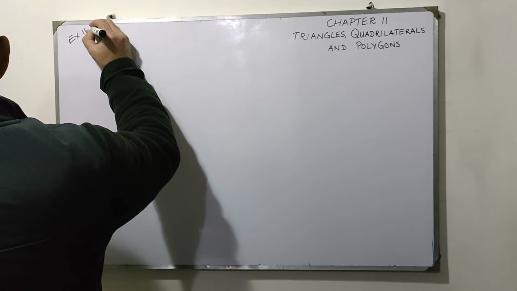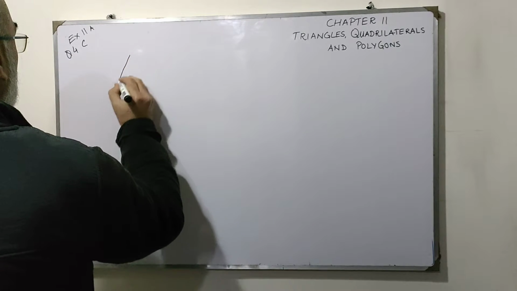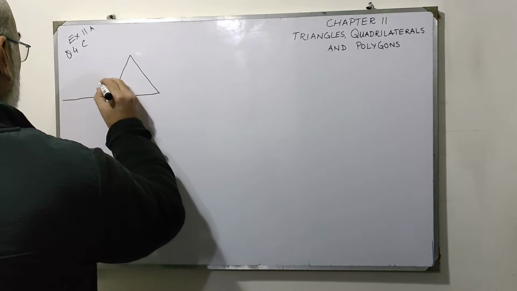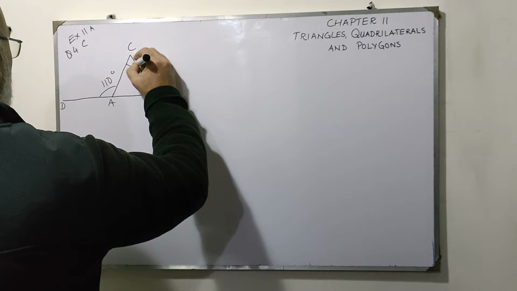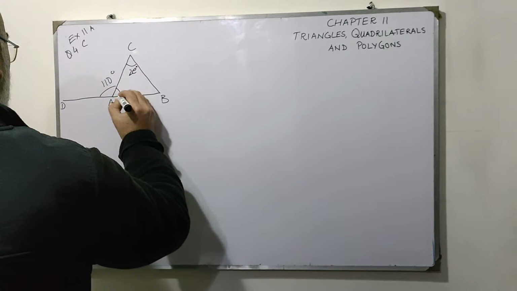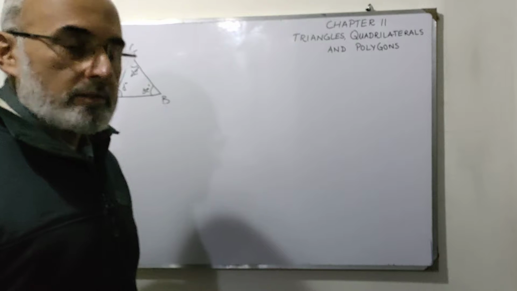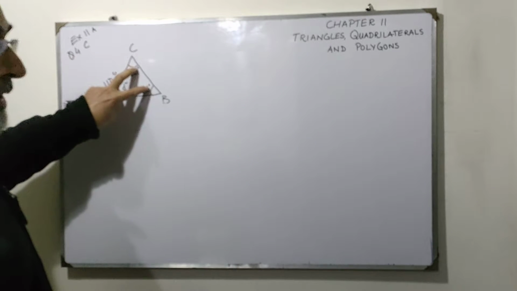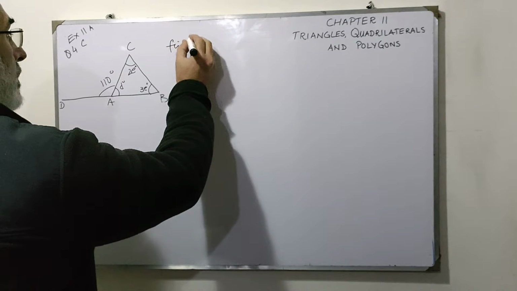Exercise 11A, question 4C. Okay, in this question, a triangle is given and there is one exterior angle to a triangle, and we know that this exterior angle is equal to sum of opposite angles, and these are the opposite angles to this exterior angle. Now we have to find value of D and E.